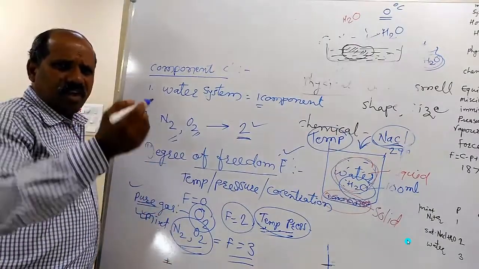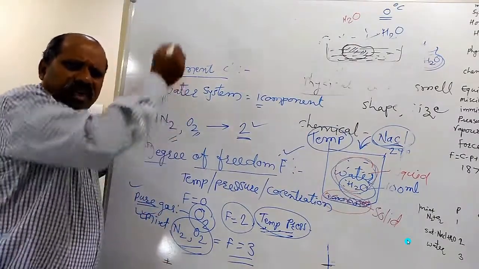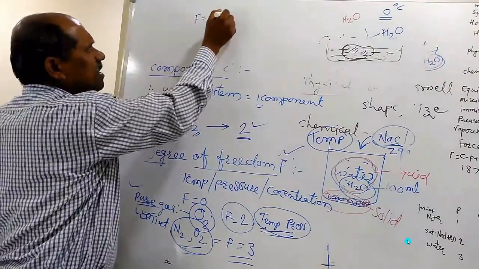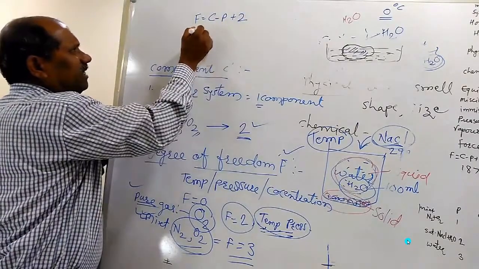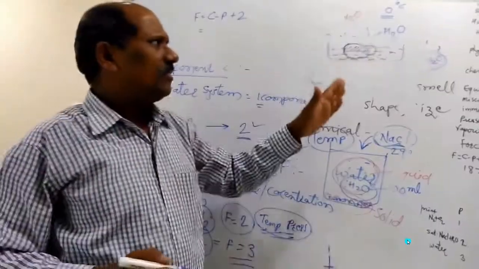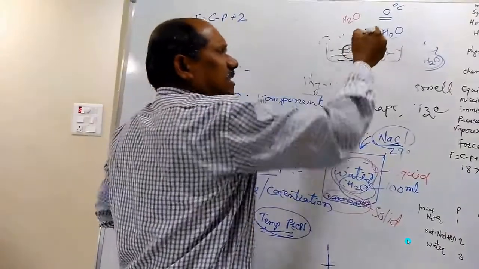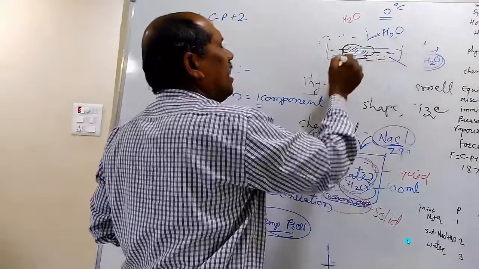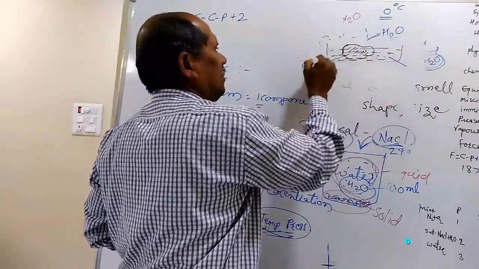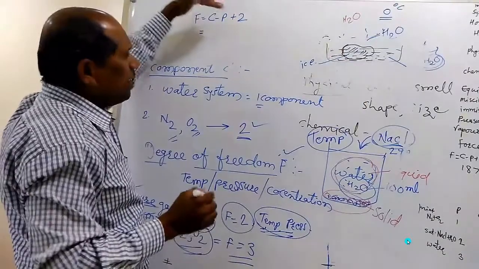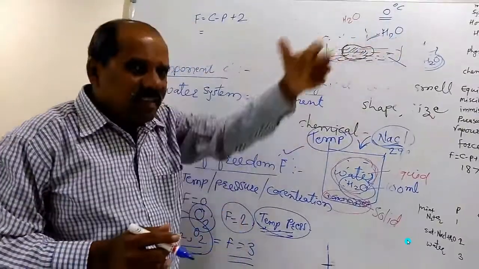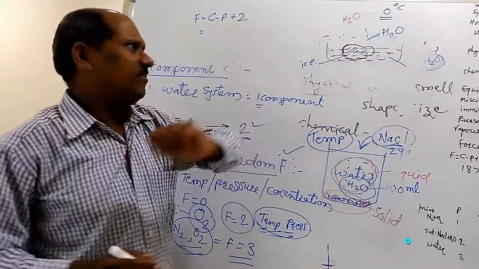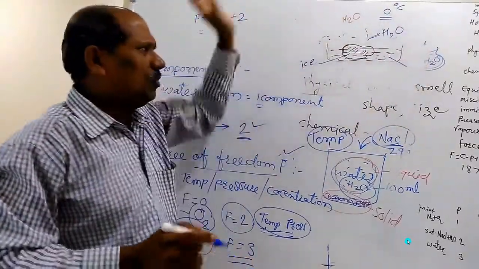The degree of freedom F can be calculated with the help of the phase rule in this way: F is equal to C minus P plus 2. Take the example of the water system. In water, there are three phases: vapor, water and ice. Every phase has one chemical entity, that is H2O. Hence the chemical component is one, H2O.